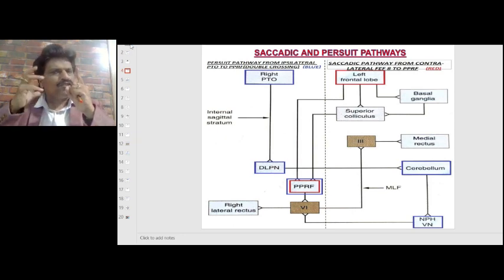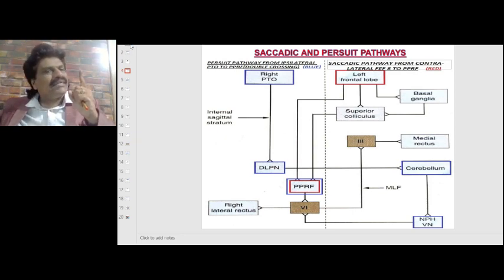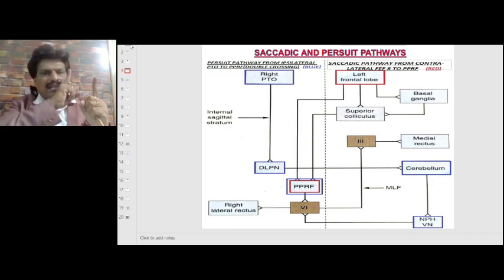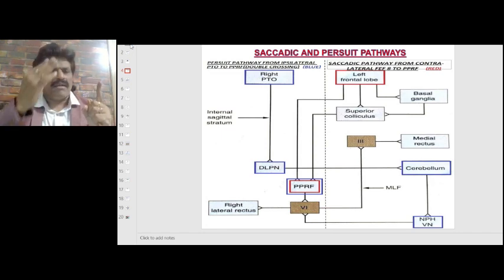So when the PPRF is stimulated, the eyes are moved to the same side. For example, when the right PPRF is stimulated, the eyes move to the right side: the right lateral rectus through the 6th nerve and the medial rectus on the opposite side through the MLF. So 3 important points we learn from these pathways.